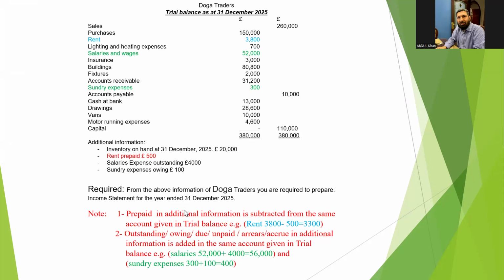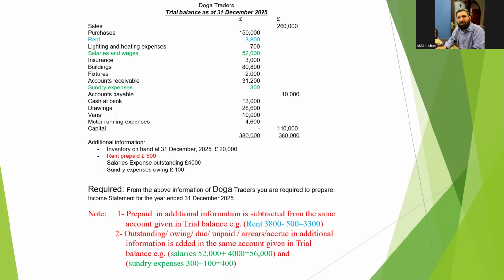In the same way, sundry expense is also owing. I told you outstanding, owing, it is owing here, right? So if it is owing, what will you do? You will write here what is owing: 100. But we have to find sundry expense in the trial balance. If you see, sundry expense is given in green, 300. So you will write sundry expense 300 plus what is owing, 100, which is equal to 400.